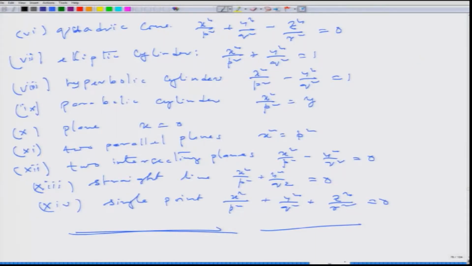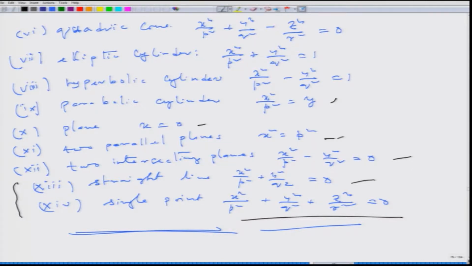Sixth is a quadratic cone. Seventh is an elliptic cylinder, then hyperbolic cylinder, parabolic cylinder. It can be a plane, two parallel planes, two intersecting planes, a straight line, a pair of straight lines. Now, this one, x square plus y square, is just a straight line or a single point. So in the last two cases they are not surfaces in R3.